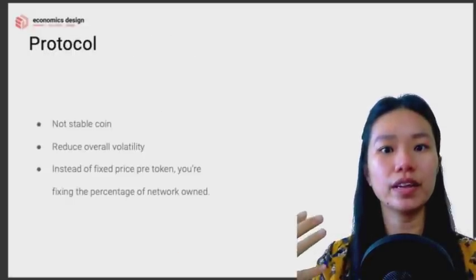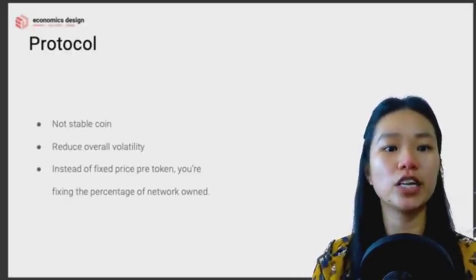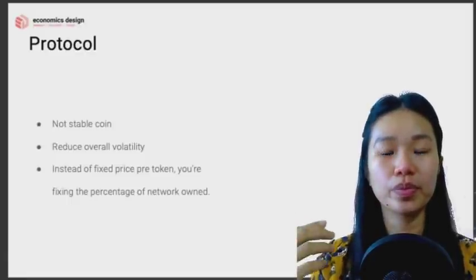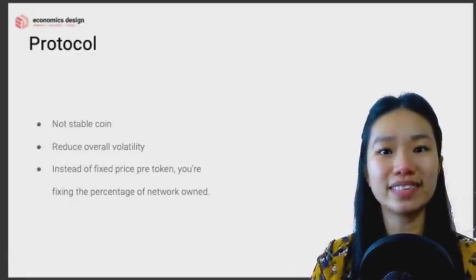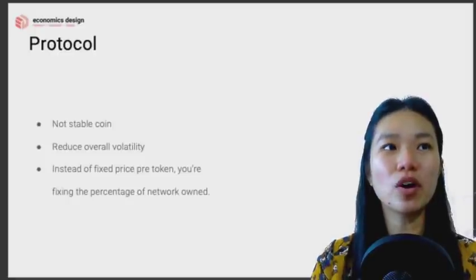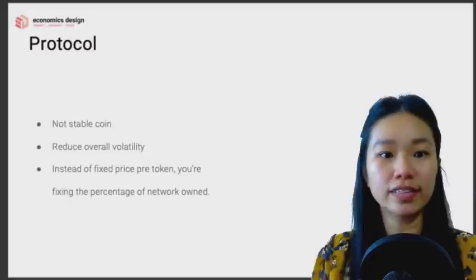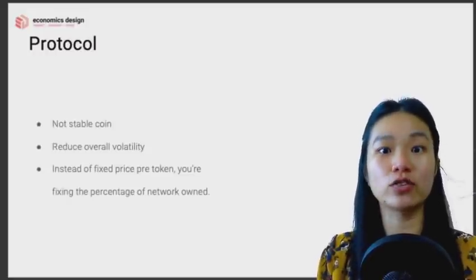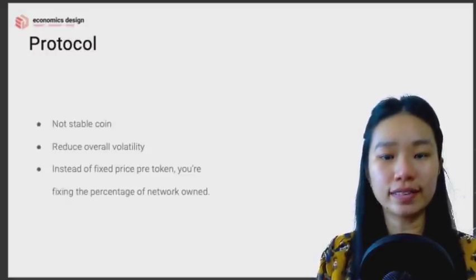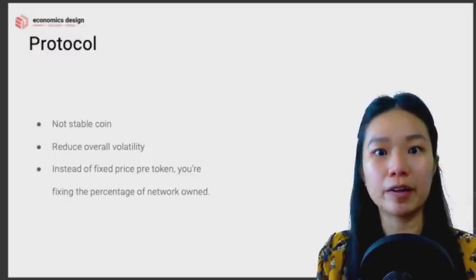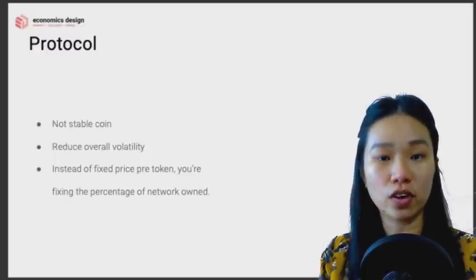I just want to give a quick explanation of the protocol. Firstly, it is not really a stable coin, because a stable coin means that it doesn't fluctuate at all, which is the pegged coin, right? A stable coin is usually called stable because it's pegged to something, so it's stable relative to the peg. And that's why it's called stable coin.